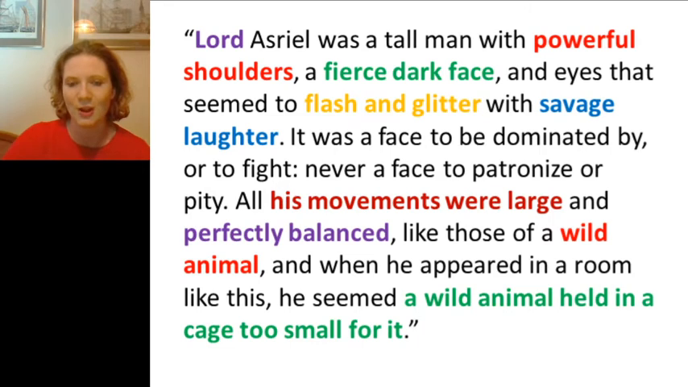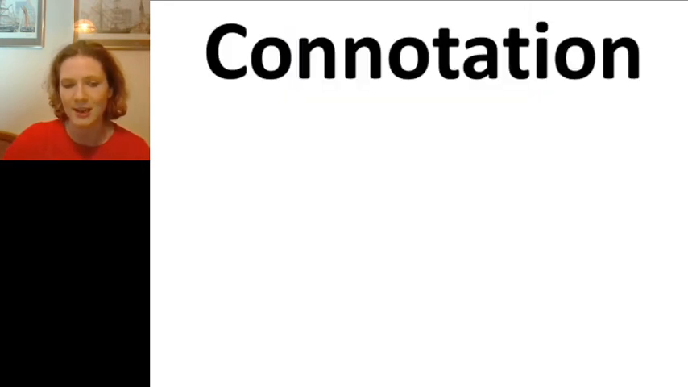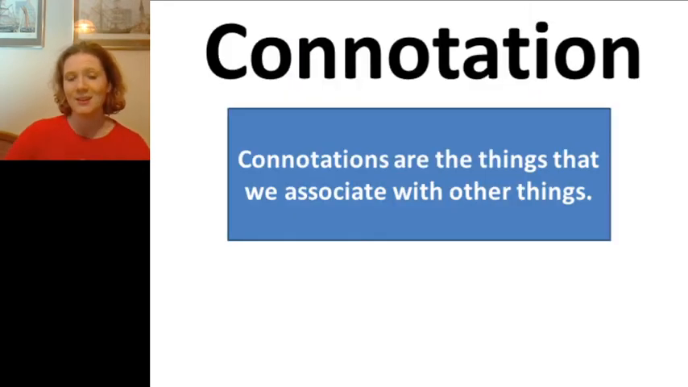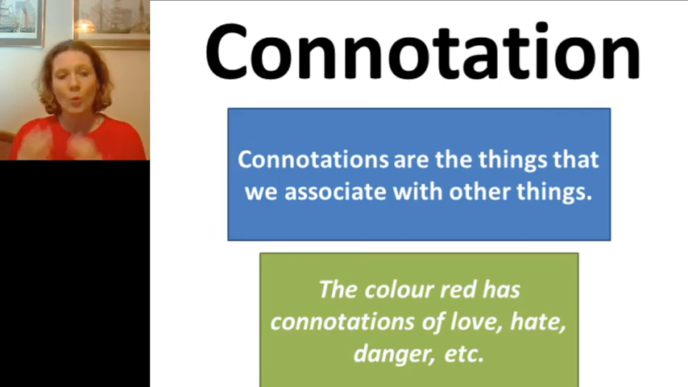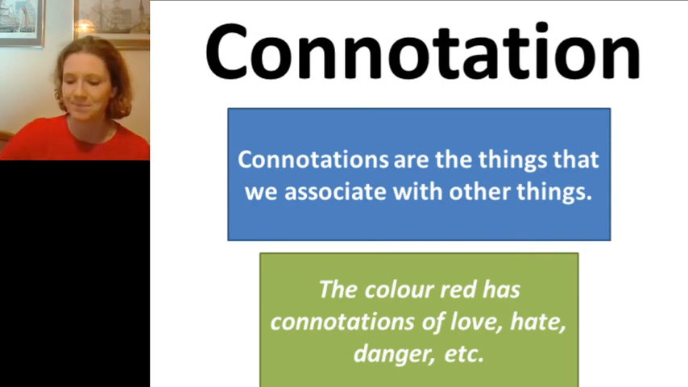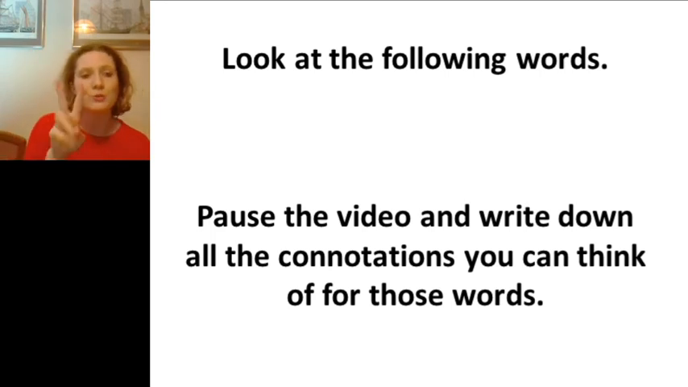Let's move on and have a look at our next keyword. So our next keyword was connotation. Connotations are the things that we associate with other things. So everything will have its own connotations, pretty much. So, for example, the colour red has connotations of love or hate or danger. What do you think of when you see the colour red? They are its connotations.